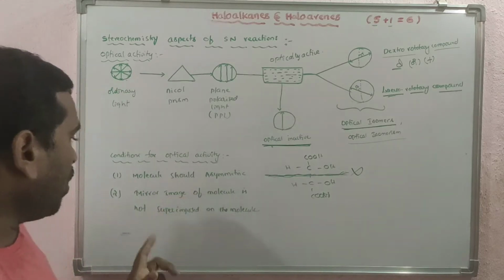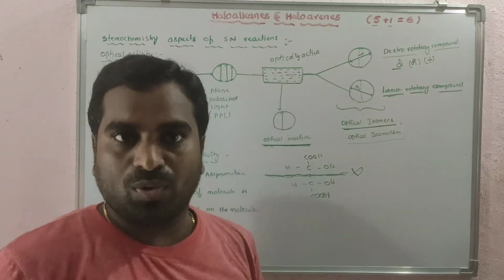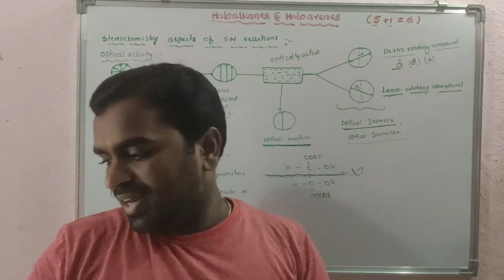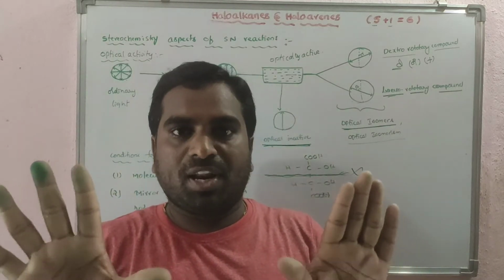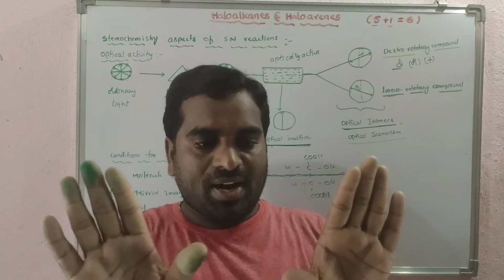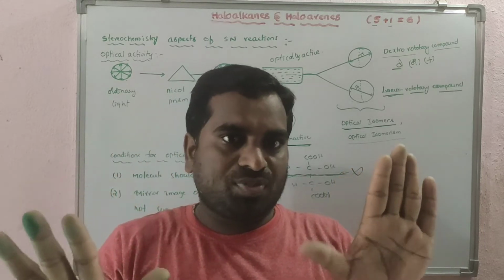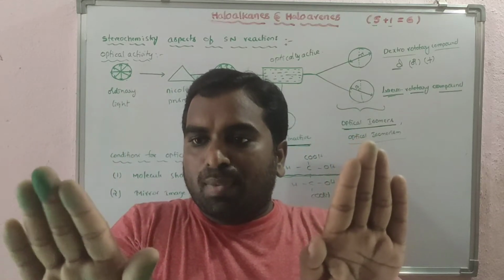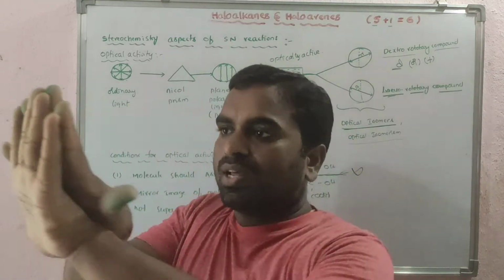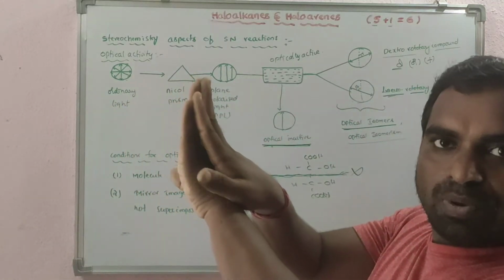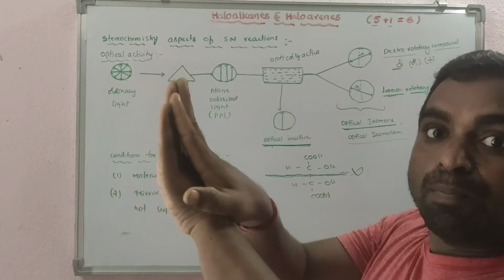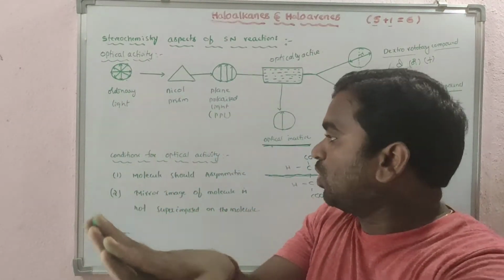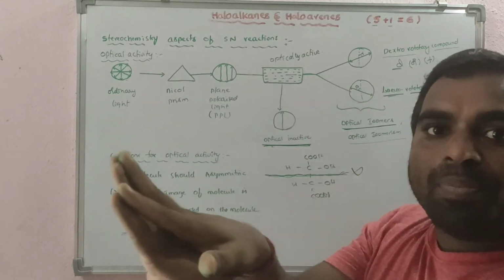Next one, the mirror image of the molecule is not superimposable on the molecule. Clear? If you take a simple example, the right hand and left hand are mirror images of each other. If you put the mirror image on the molecule, is it superimposable? No, it is non-superimposable. Those types of molecules will show optical activity.